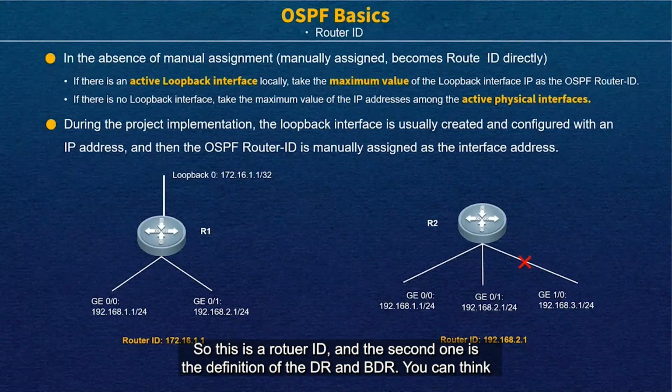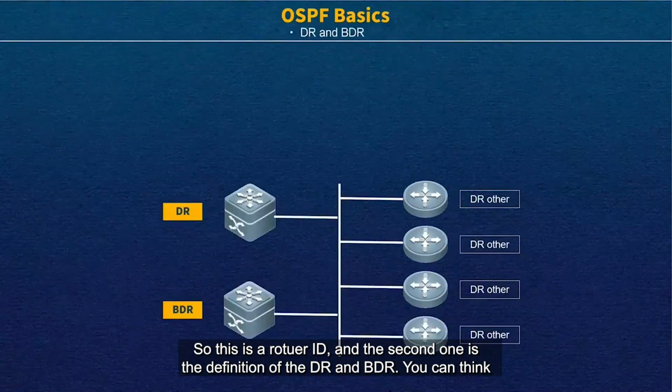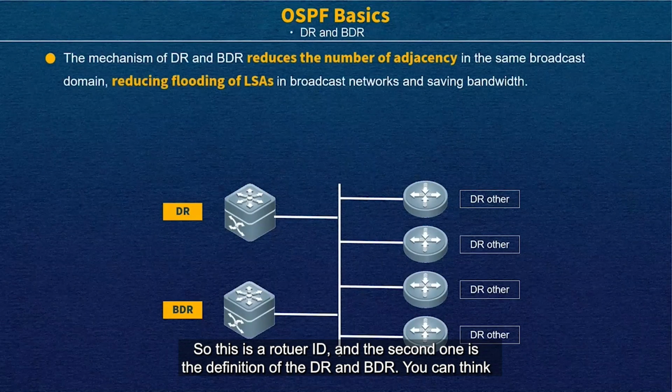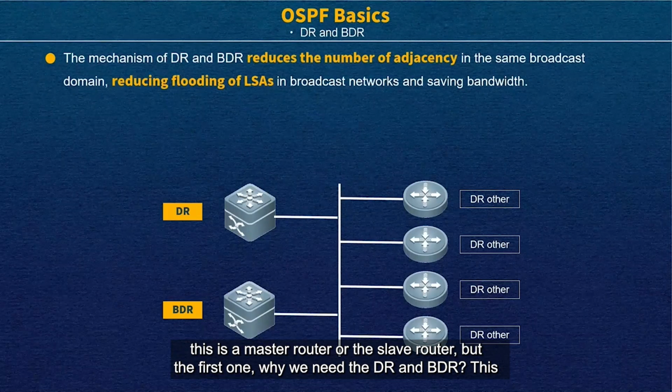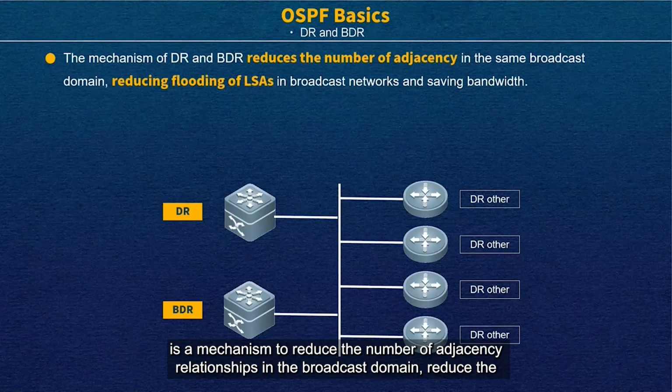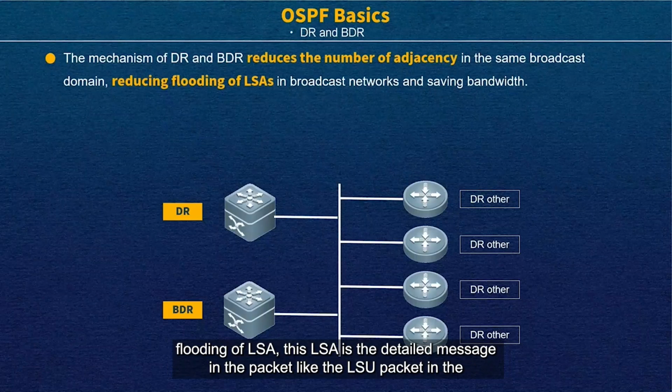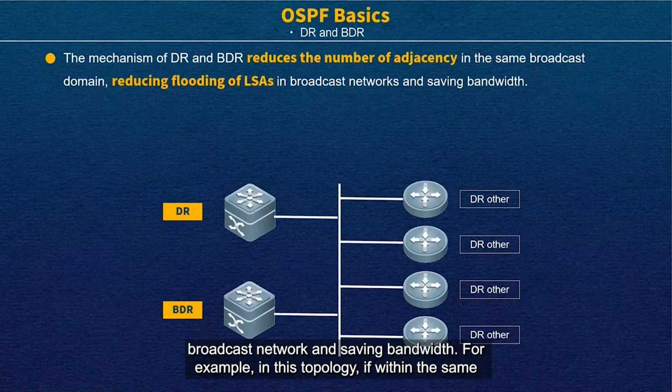So this is the router ID. And the second one is the definition of the DR and the BDR. You can think of this as a master router and a slave router. But first, why do we need the DR and BDR? This is a mechanism to reduce the number of adjacency relationships in the broadcast domain and reduce the flooding of LSAs. An LSA is the detailed message in packets like the LSU packets in the broadcast network, and this saves bandwidth.